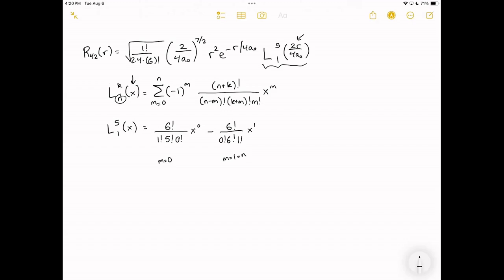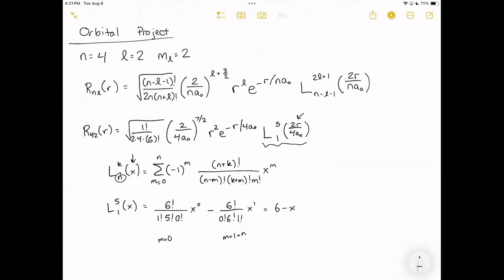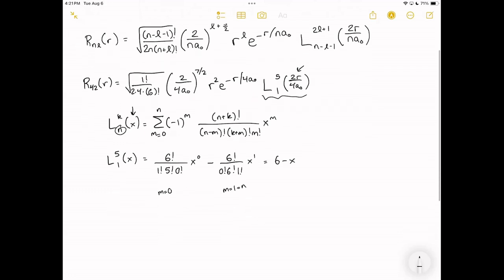So our polynomial is simply 6 factorial divided by 5 factorial times x to the 0, which is 6. And then our other one here is 6 divided by 6 times x to the 1, so it's 6 minus x. So we have this big scary looking function. And in this particular case, that polynomial is just 6 minus x. Obviously, the more n terms you have, so the bigger n minus L minus 1 is, the more you're going to get, which is going to correspond to more radial nodes. And we'll see that here.